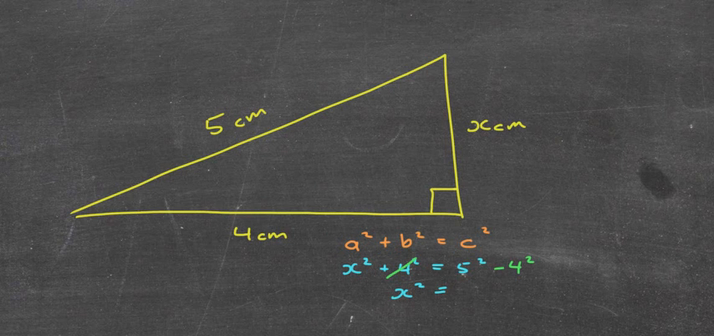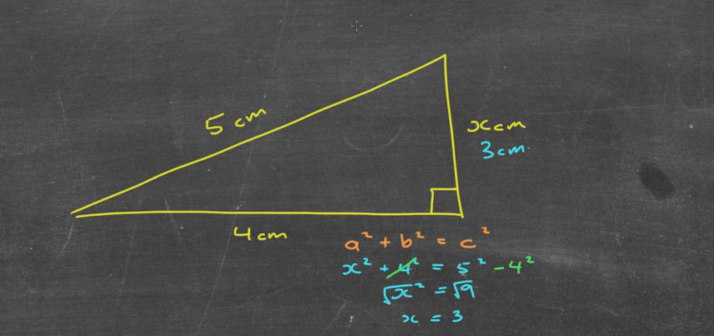So now we can do on our calculator 5 squared, which is 25, minus 4 squared, which is 16, equals 9. Square root our answer. Remember, we need to find what x is equal to, not x squared. We get the answer of 3, and that's where the 3 centimeters comes from.